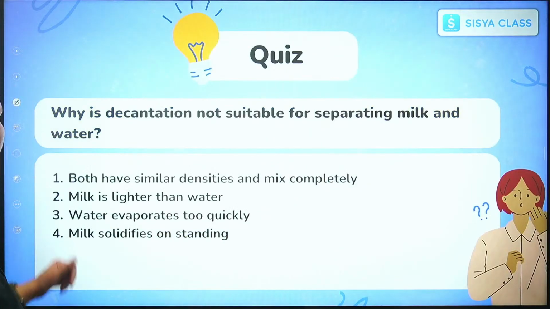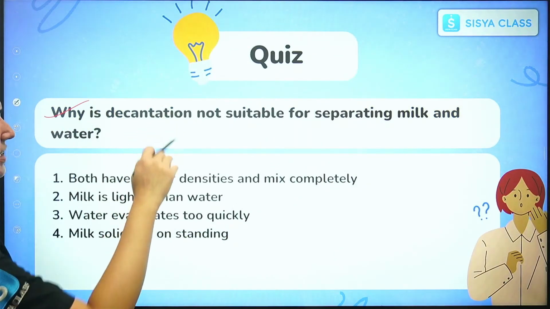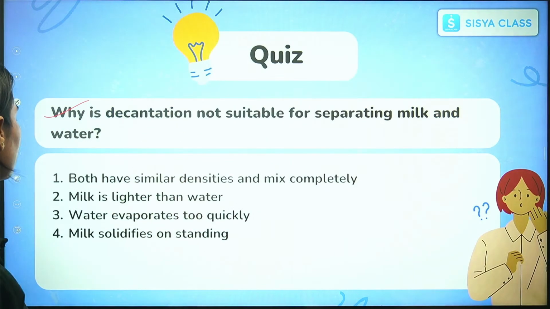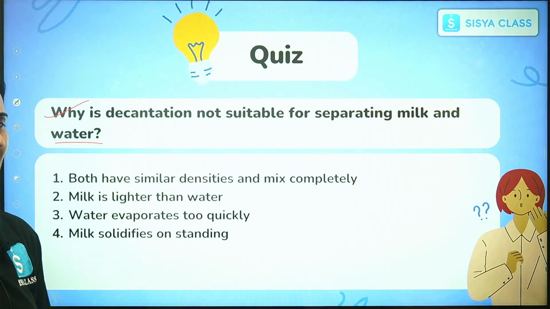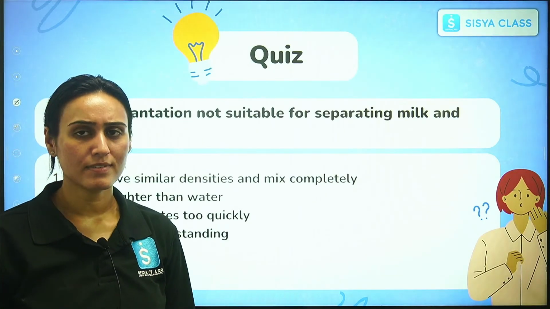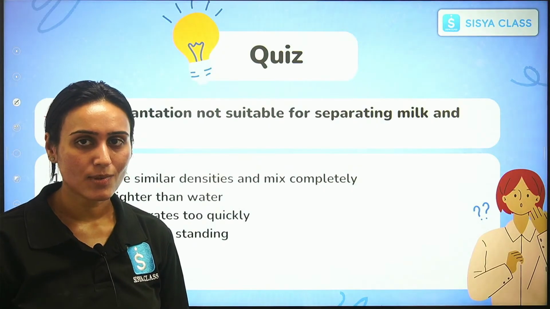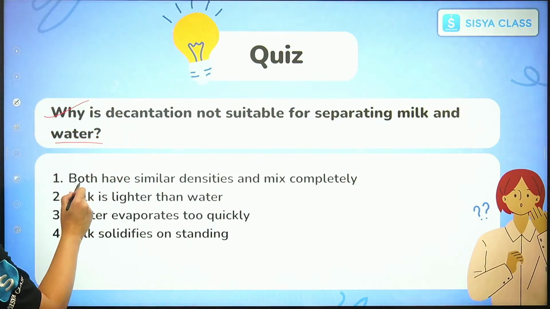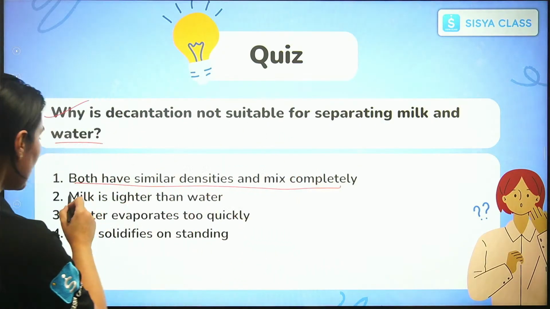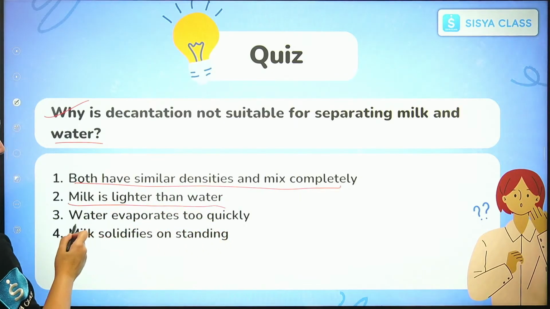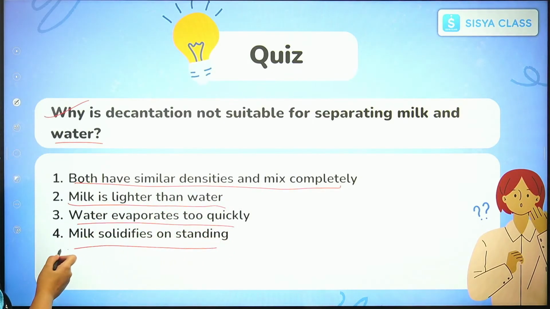Now, can you answer this question? Why is decantation not suitable for separating milk and water? Can you separate milk from water with the help of decantation? Can you see them separating into two layers? How will you answer that question? Please see the options. Both have similar densities and mix completely. Milk is lighter than water. Water evaporates too quickly. Milk solidifies on standing.